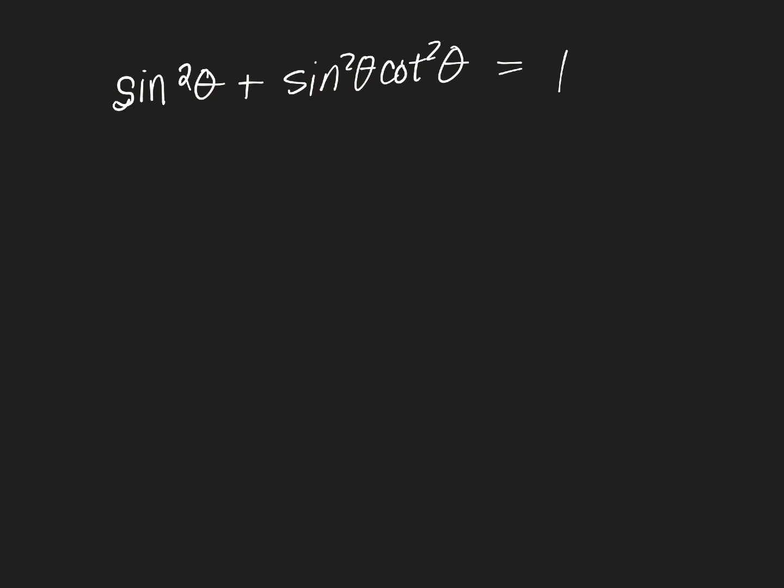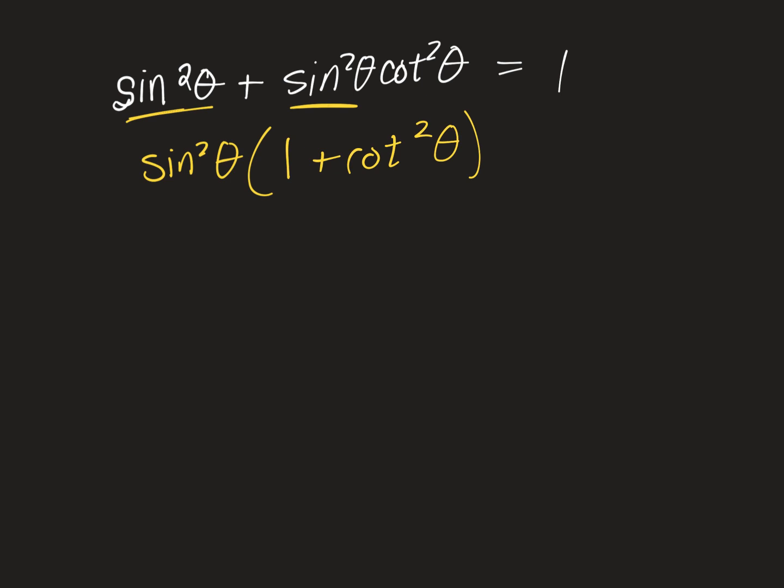All right, look. They both have a sine squared in common. So that means I can take sine squared and write it outside. So then my sine squared divided by sine squared is 1. Sine squared times cotangent squared divided by sine squared is cotangent squared. Hold on, what? Oh, okay.